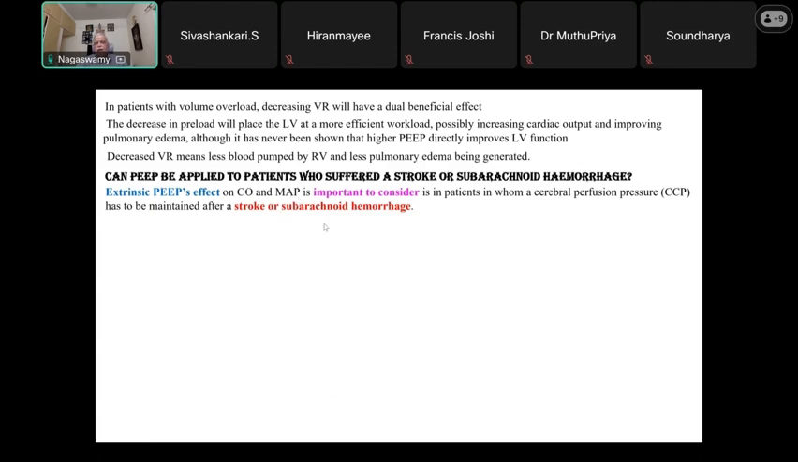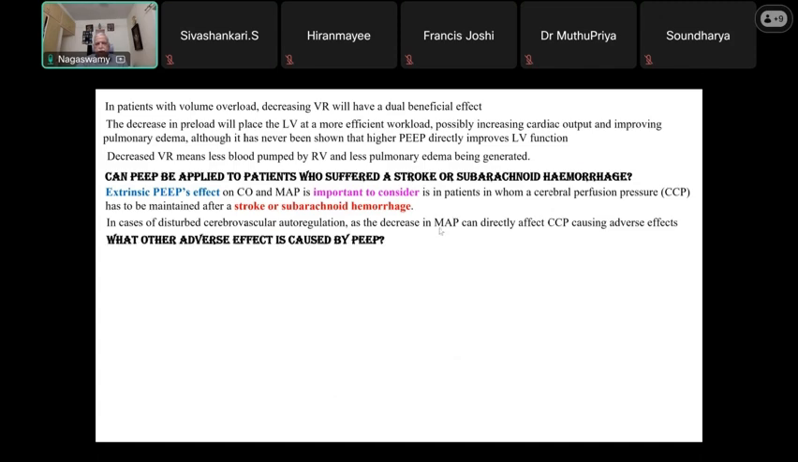So you have to maintain a good cerebral perfusion pressure by maintaining a good mean arterial pressure; only then will cerebral oxygenation be maintained. In a patient with disturbed cerebral vessel autoregulation, a decrease in MAP caused by PEEP will definitely affect the cerebral perfusion pressure and worsen the oxygenation of the brain. So in patients who have suffered a cerebrovascular accident, you should not use PEEP. That is the moral that you have to understand.